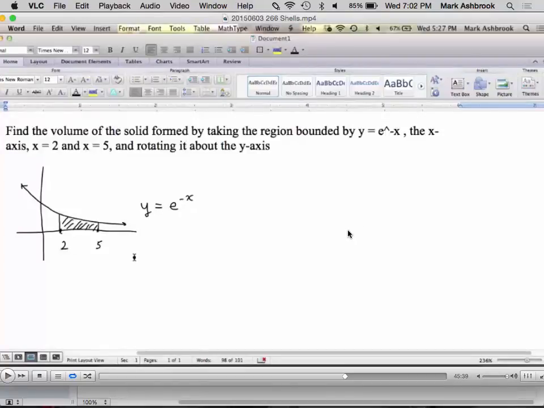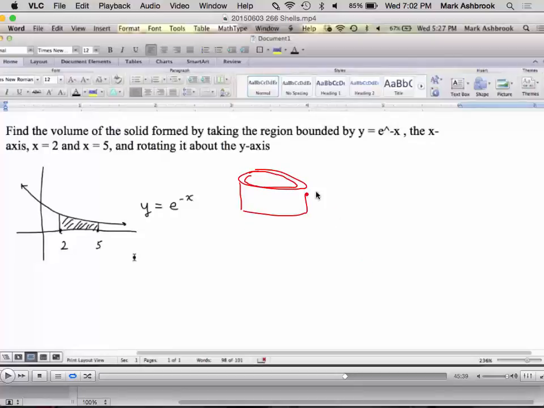All right, so this is one you don't want to do washers. You definitely want to do shells here, and you're going to have shells that look like this. You could do washers, but you'd have to figure out x in terms of y, and you'd have two separate ones. So, good example for your question. Do shells.